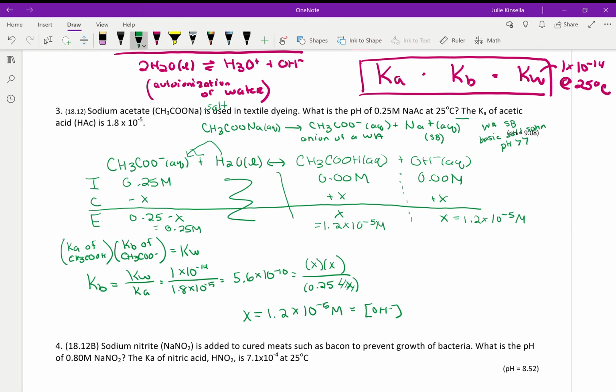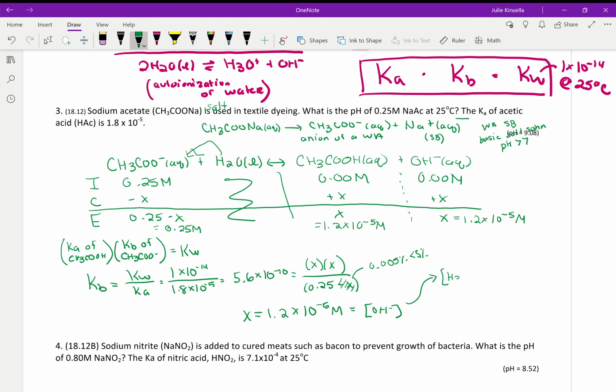Just if you're filling the rest of your ice table, the acetate ion ends up rounding off to 0.25. If you do check your simplifying assumption, you get something like 0.005%, which is definitely less than 5%. So that one was okay to do. So then from here, again, this becomes the same as what we were doing last week.